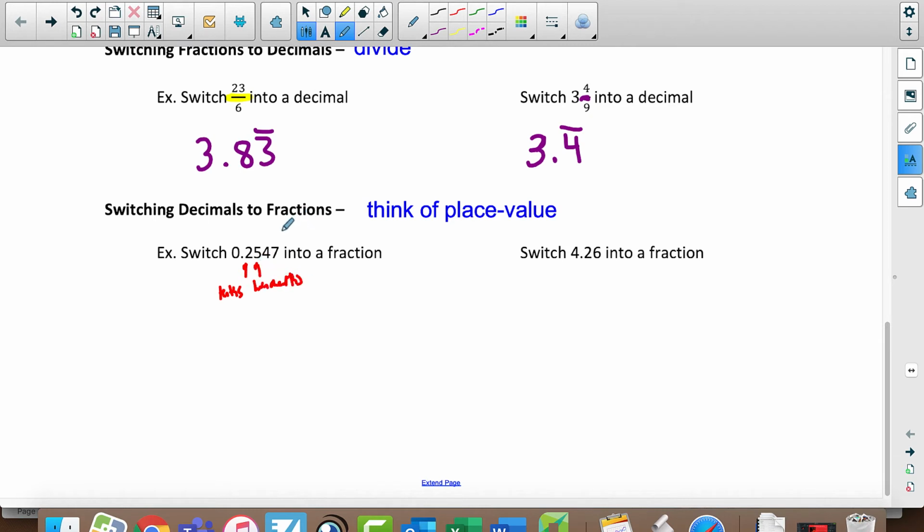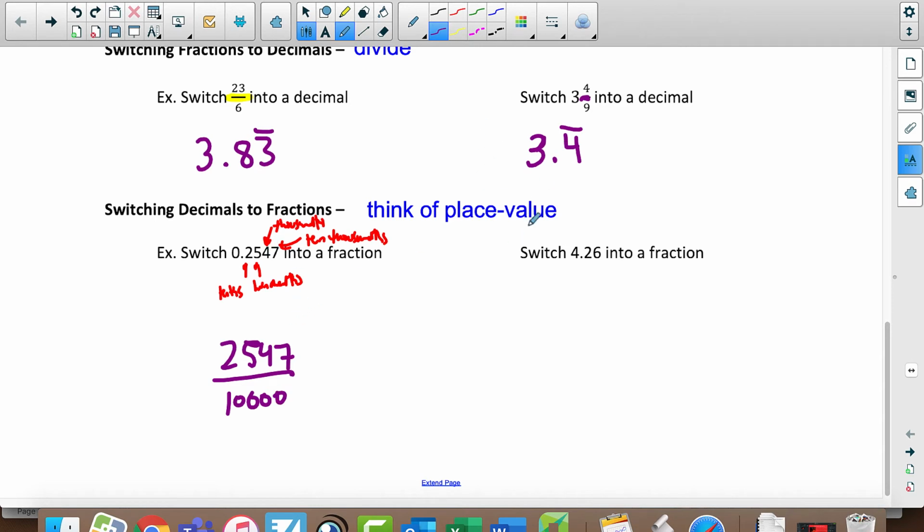Hundredths. I know you probably can't read my writing. What's the 4? It's the thousandths. And what is the 7? This is the critical one because it's the last one. It's the 10 thousandths. So what we have here is 2,547 10 thousandths. And that's literally what the fraction is. 2,547 over 10,000. Because that's the place value it's in.